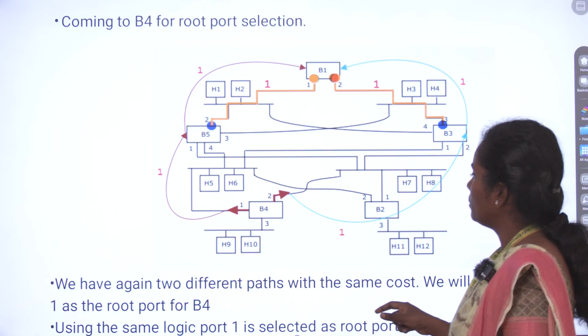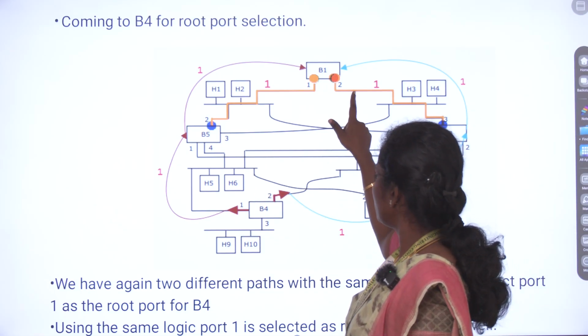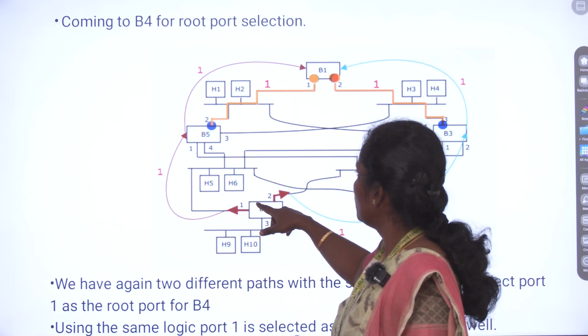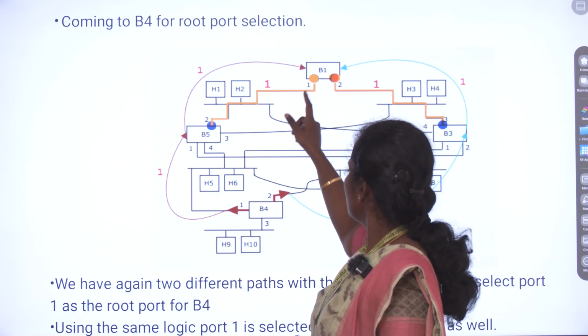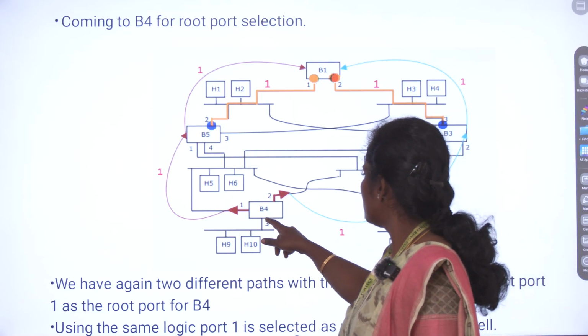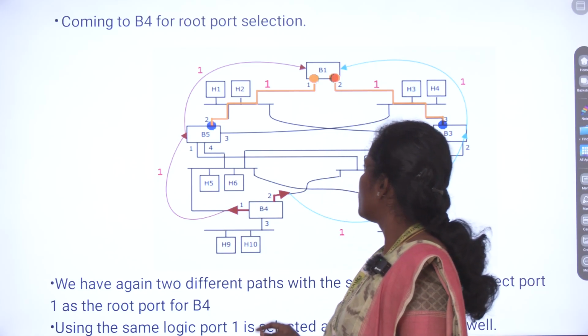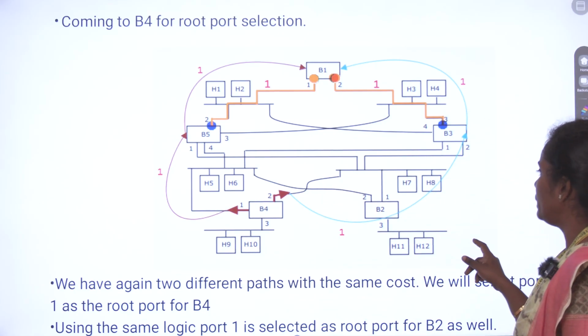Next, we calculate for bridge 4. In bridge 4, we look for the closest path to the root bridge. That is, B4 to B5 to B1, or B4 to B3 to B1. Another one is directly connected to LAN 3 ports. So I am choosing this one, the first port, as the root port for B4.